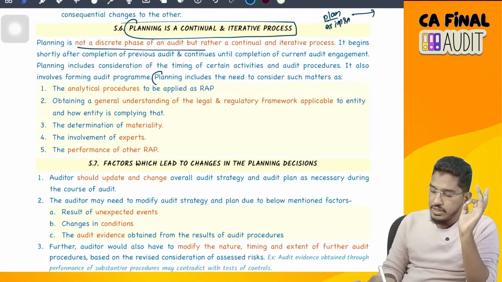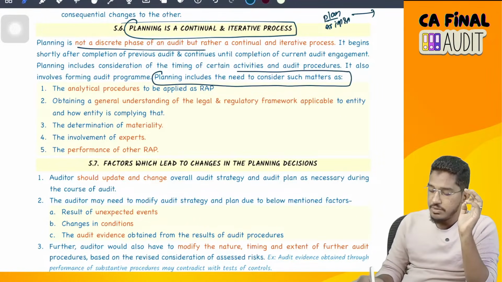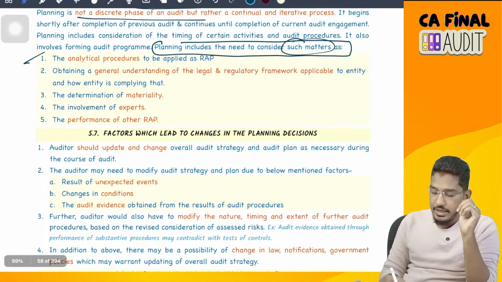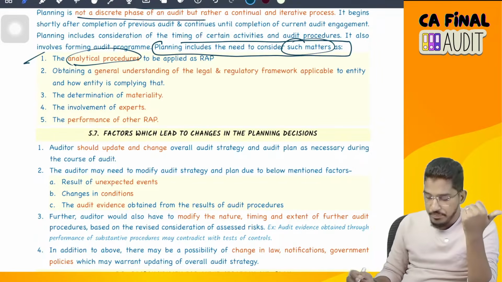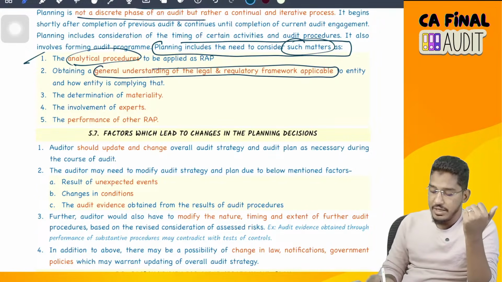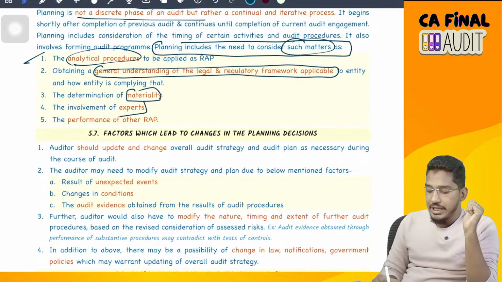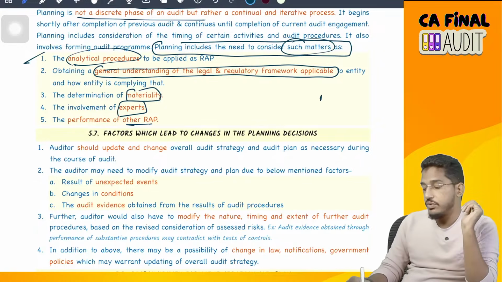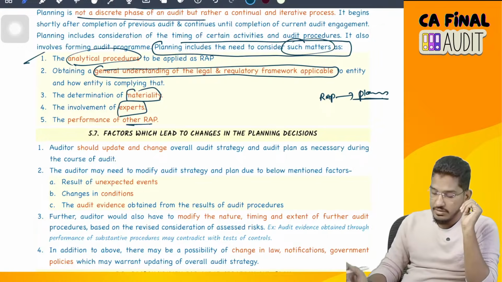And once again, they say a few more things here. When you are planning the audit of the financial statements, what matters are you required to consider? I need to analyze what analytical procedures I want to perform, and I need to keep in mind the legal and regulatory framework while doing the planning, and also I need to determine my materiality. I need to determine whether there is any requirement of experts to be involved, and the performance of other risk assessment procedures. I would have performed risk assessment procedures, and that information also I have to use. That's why I told you first you need to perform risk assessment procedures, and only then go for the planning of the audit of the financial statements.